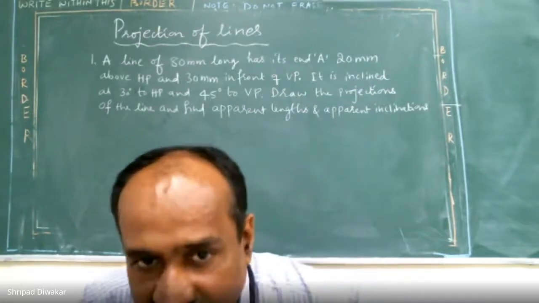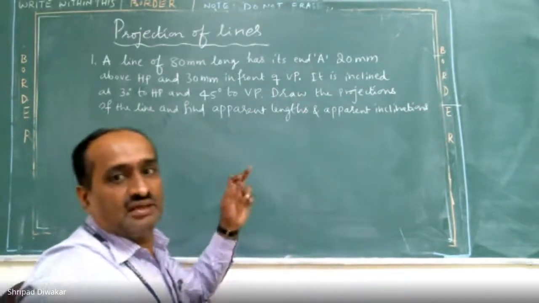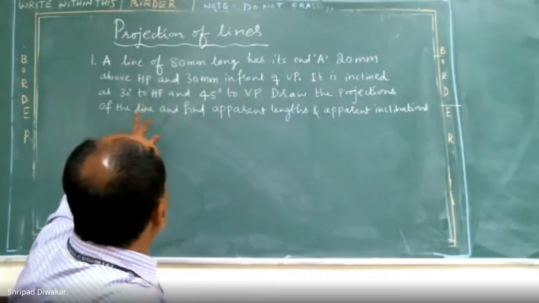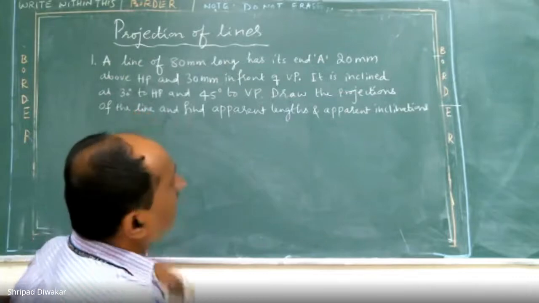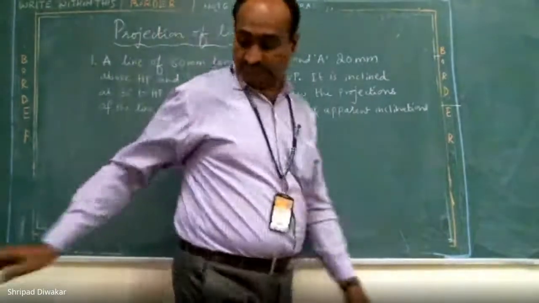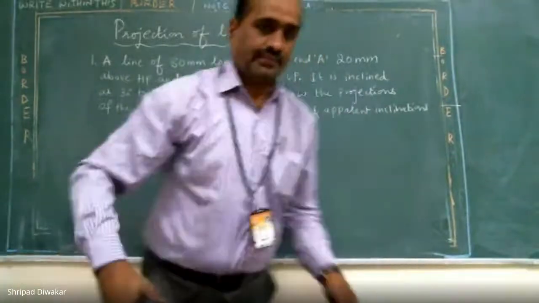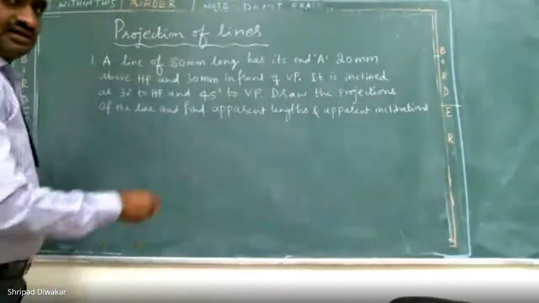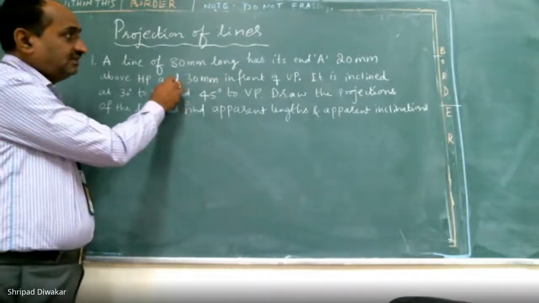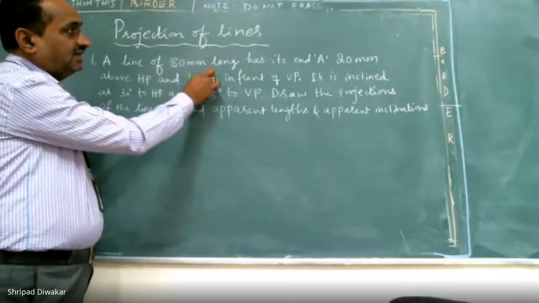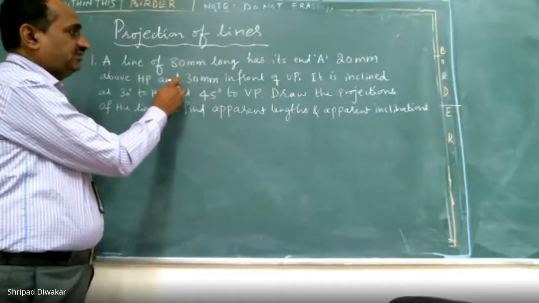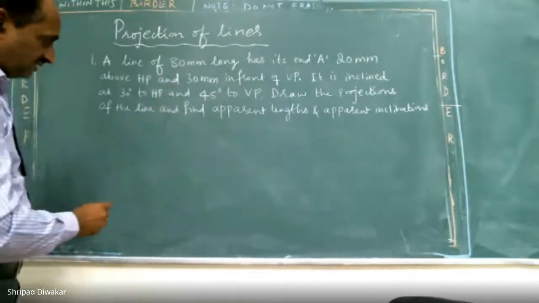You see here, 5 data are there. Here a line of 80 mm length has its end A 20 mm above HP and 30 mm in front of VP. Okay, so I'll start with the problems.